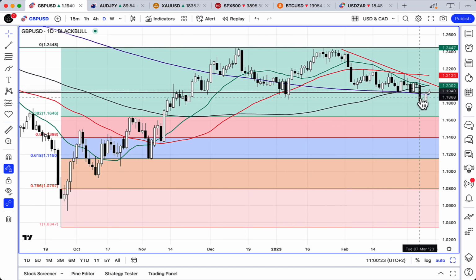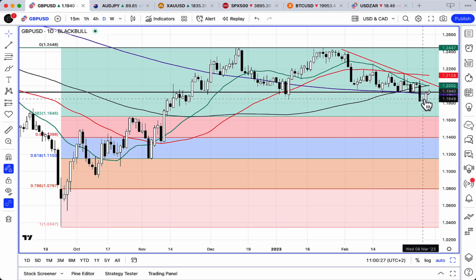We've broken down through all the moving averages, including the 200-day moving average. We held below it for a day or two, and we've just moved slightly above it. But the hope is for the pound to move down into some of these support levels at 1.1650 and then maybe down to 1.14 before finding some support for a move back up again.